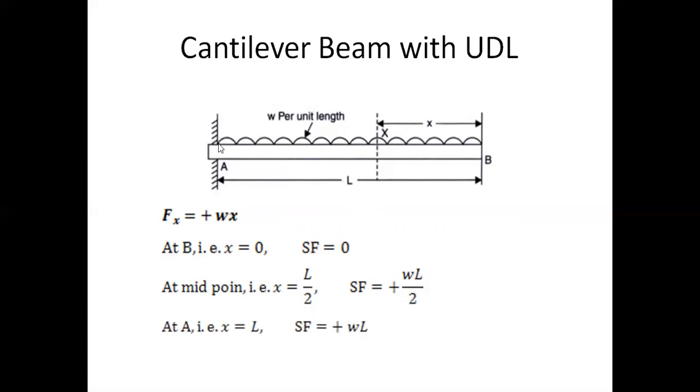Now, if we want to find the shear force at A, what do we have to do? Shear force at A is nothing but X equal to L. This is the distance from the free end that we have to take. Free end is B, and from B we take X equal to L. Therefore, shear force equals W into X, where X here is L. So, W into L is the shear force.